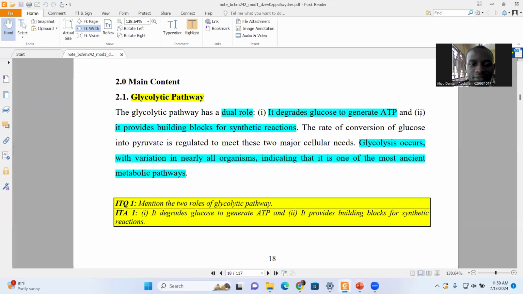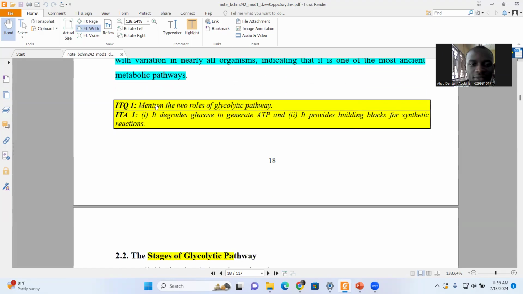Okay, so it degrades glucose to generate ATP. It provides building blocks for synthetic reactions. We'll key into this in a minute. And then the rate of conversion of glucose into pyruvate is regulated to meet these two major cellular needs. Well, this mentions two roles of the glycolytic pathway. I think we just read them, right? We should know it degrades glucose to generate ATP, provides building blocks for synthetic reactions. So the intermediates of glycolysis can go into other pathways, synthetic biosynthetic pathways in the cell.